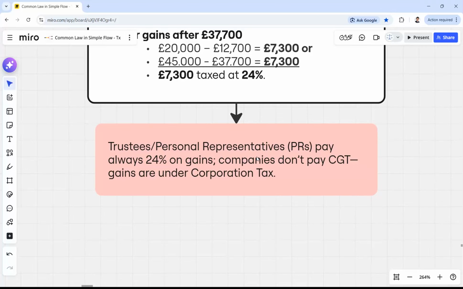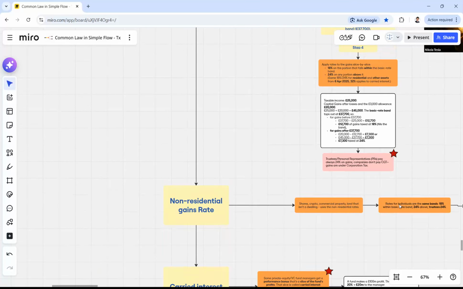They are like a mini corporation, a mini company, but they are in fact not a company. And companies, as we know, don't pay CGT. They pay only corporate tax. And again, this couldn't be more important.